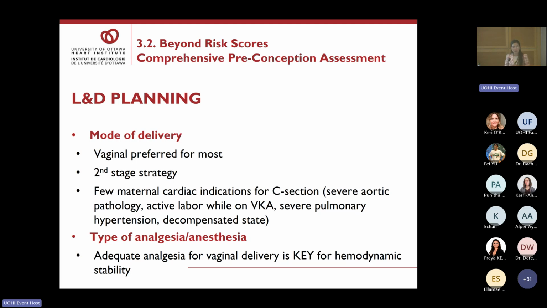A few exceptions to that would be severe aortopathy; if someone comes in labor and is fully anticoagulated on a VKA; if they have severe pulmonary hypertension, although that is debated; and if someone gets completely decompensated. And the type of analgesia and anesthesia is also important. Certainly during labor, we want adequate analgesia. That's going to limit the spikes of heart rate and blood pressure, which is going to have a benefit in the hemodynamic tolerance of that labor.